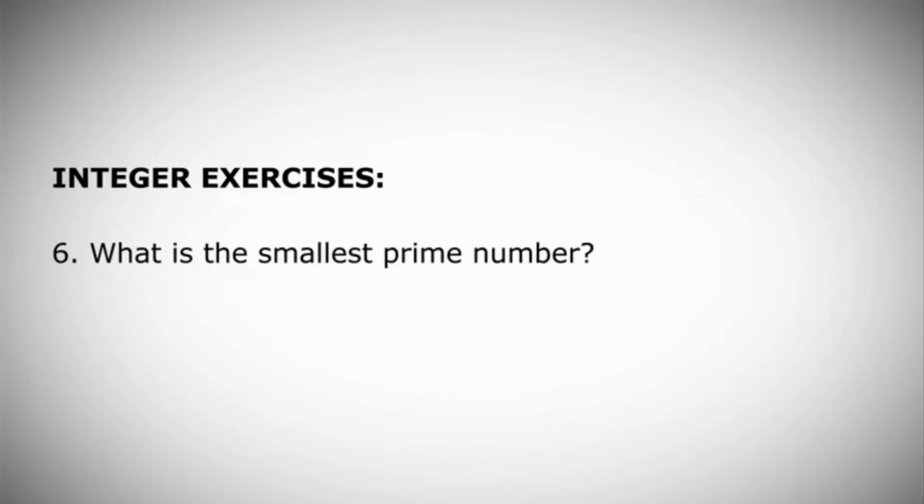Finally, let's take a look at number 6. This question asks us to identify the smallest prime number. Remember that prime numbers are numbers that are only divisible by 1 and itself, and prime numbers must be greater than 1. So the smallest prime number is 2. This is a very special prime number. You're going to want to remember it because it's the only even prime number.